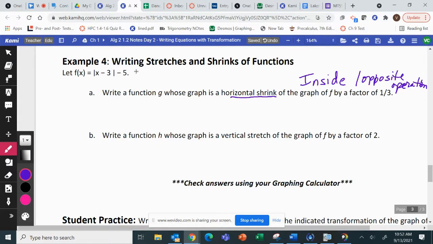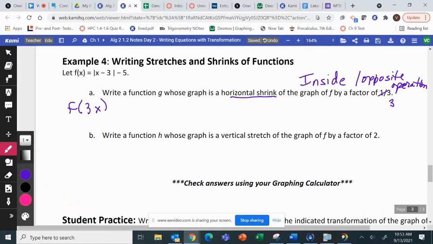I'm writing opposite operation because the word opposite in math means negative positive, but this is not negative positive. Instead of multiplying by 1/3, we're actually going to flip it and multiply by its reciprocal. So the reciprocal of 1/3 is 3. That's what we're going to be using. This is the kind where we are going to say f of, and it goes inside 3x.